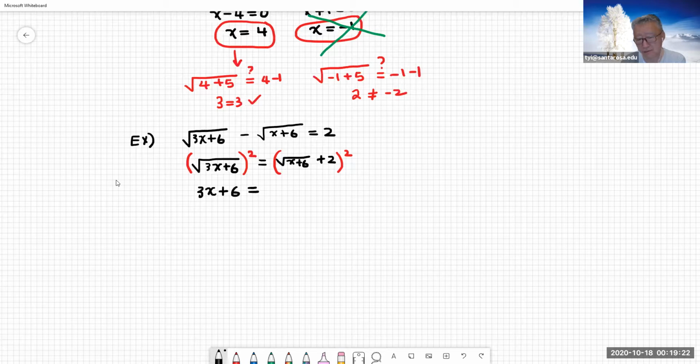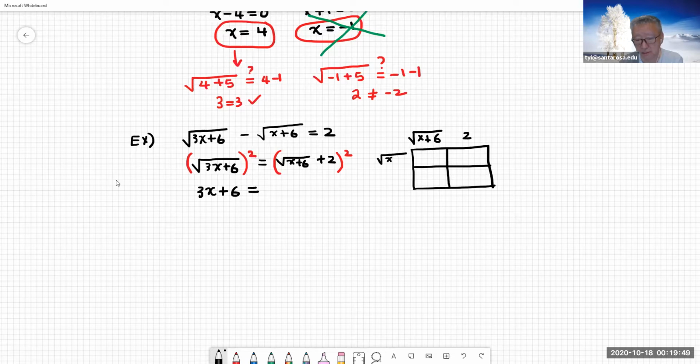But the right-hand side is not x plus 6 plus 2. You cannot do that because the plus is in between. So what you need to do here is multiply this twice. So let me just show you. So you got square root of x plus 6 and 2, and you got square root of x plus 6 and 2. Okay, so multiply across, you got square root of x plus 6 times the square root of x plus 6. That's just going to be x plus 6.